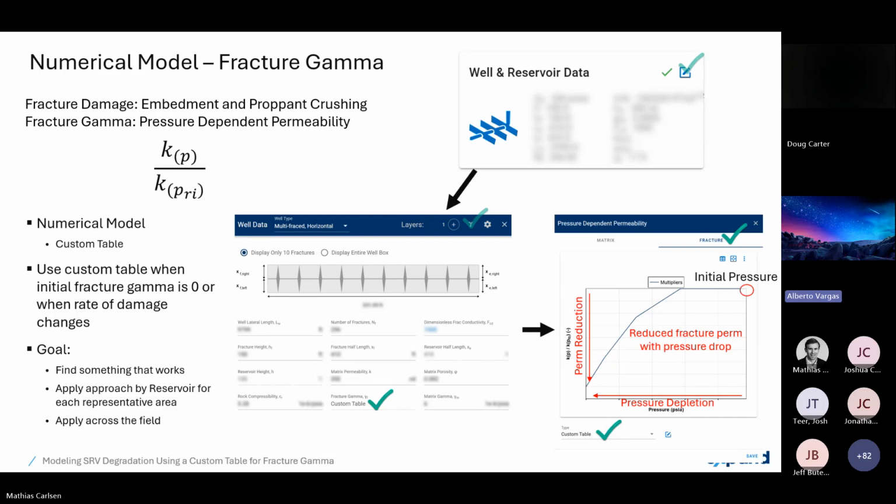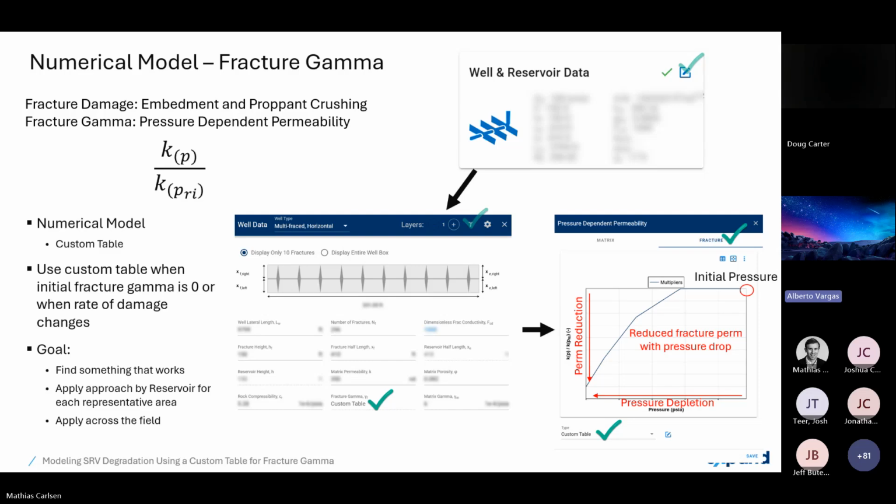What we're looking for is the K, the permeability at some pressure. It's going to be less than the permeability at the initial pressure. And so we're trying to understand what that connection is. To look at that, on the top right-hand side, you can go to the well and reservoir data and click on the details. Then if you're using the custom table, you'll see it at the very bottom. It'll say custom table under the fracture.